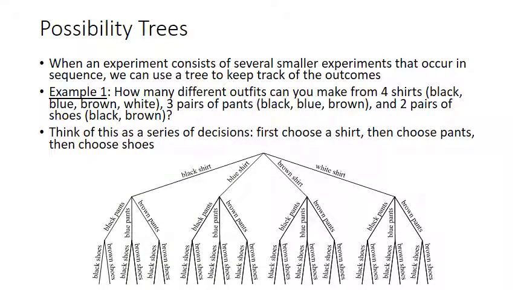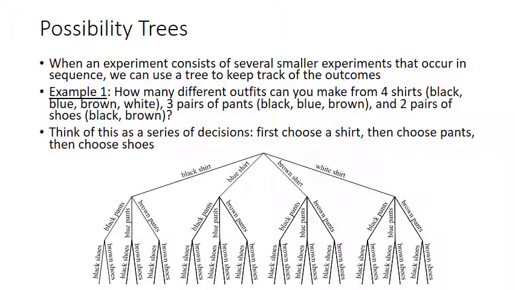First of all, let's talk about possibility trees. When an experiment consists of several smaller experiments that occur in sequence, we can use a tree to keep track of the outcomes. So let's look at example 1: how many different outfits can you make from 4 shirts, black, blue, brown, and white, 3 pairs of pants, black, blue, or brown, and 2 pairs of shoes, black or brown?